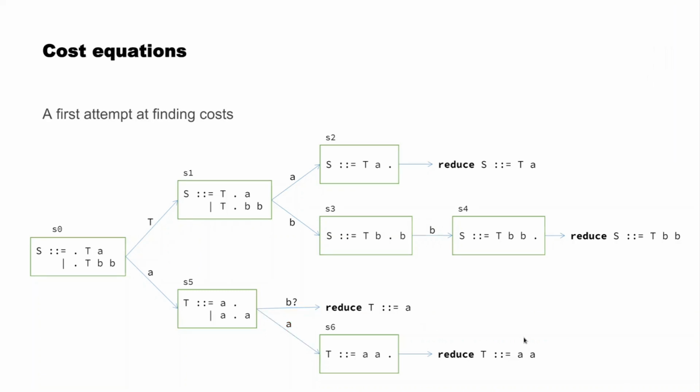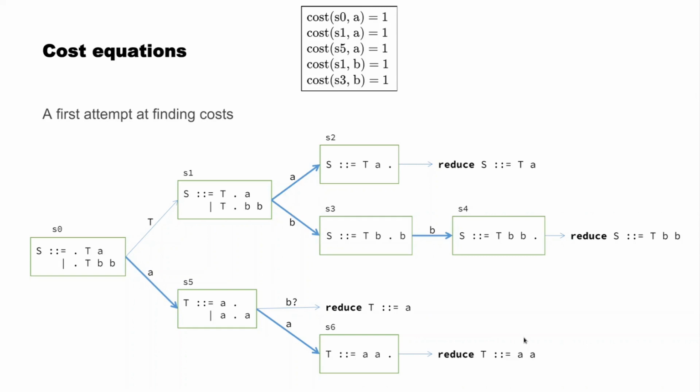Now, we will try a first attempt at defining costs. Cost is a function that gives us the length of the shortest input that permits to follow a transition starting from its source state. Let's start with the trivial cases. Shift transitions. To shift A from state S0, the cost is 1. We only need the symbol A. Actually, it's the same for all shift transitions.